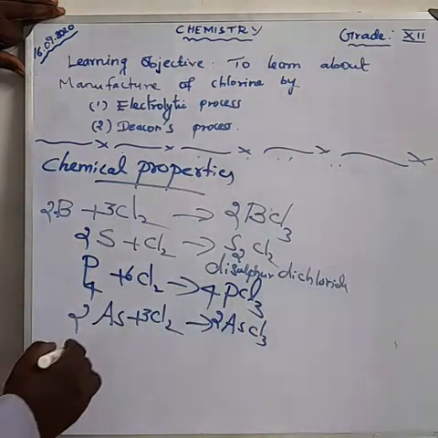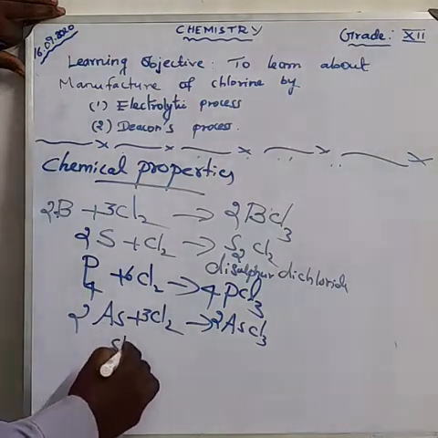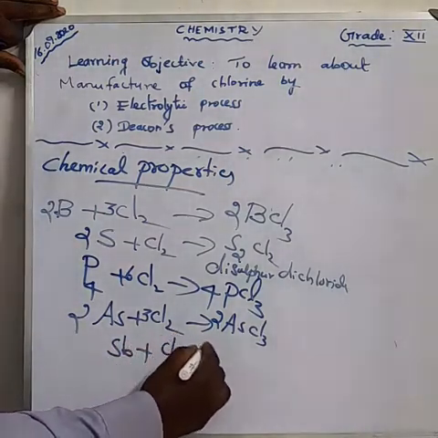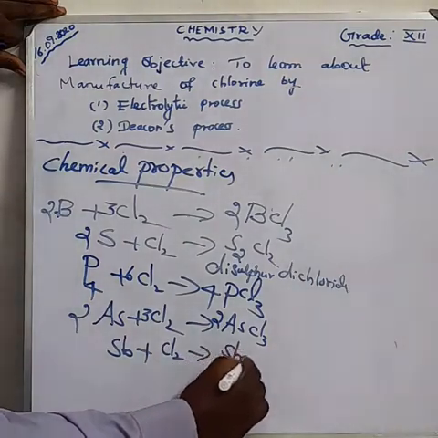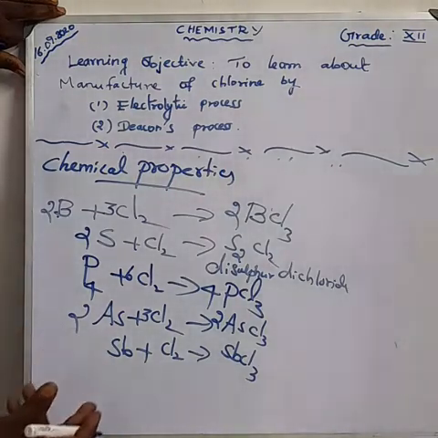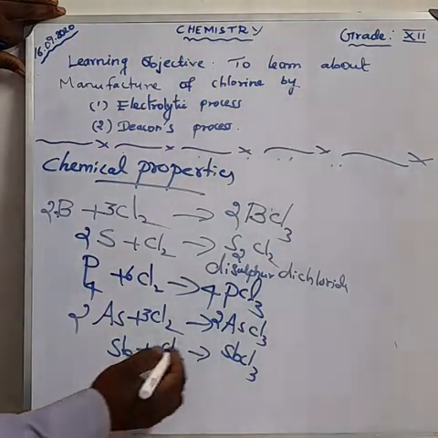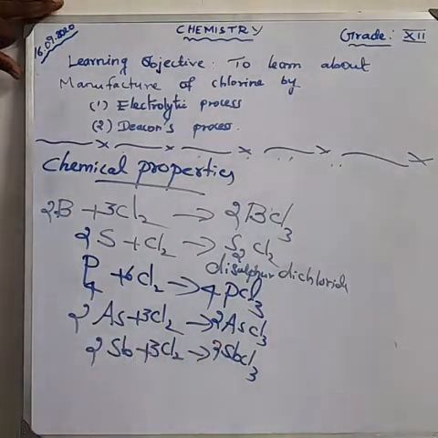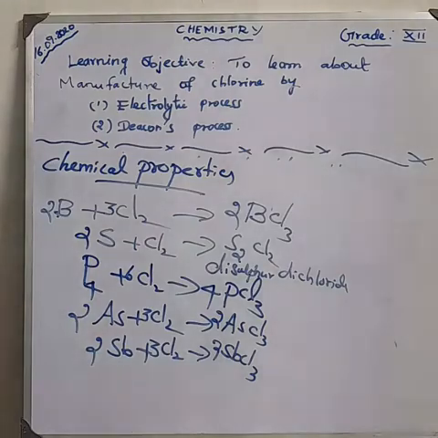Next, antimony, Sb. Antimony reacts with Cl2. So what's the product? SbCl3, antimony chloride. How can you balance the equation? Make it 2 here, then 3. And these are the equations about the non-metals.